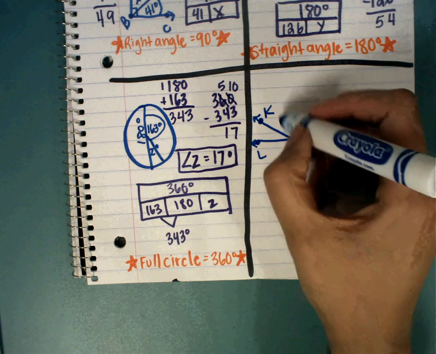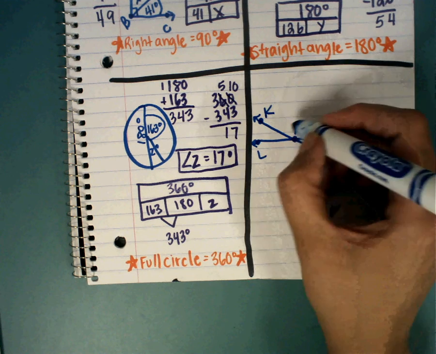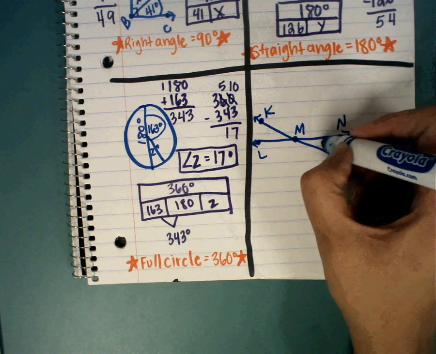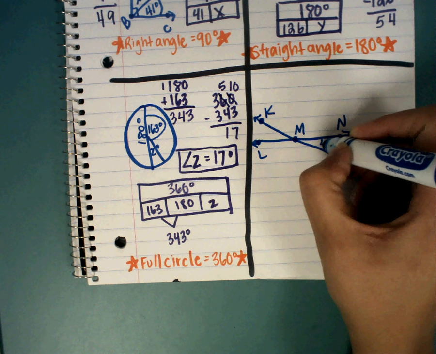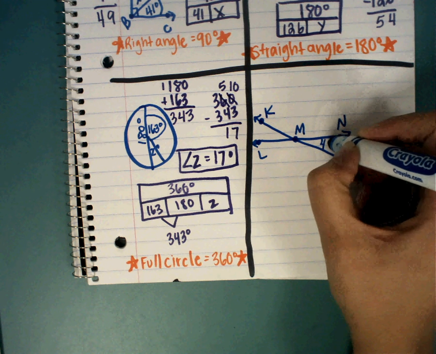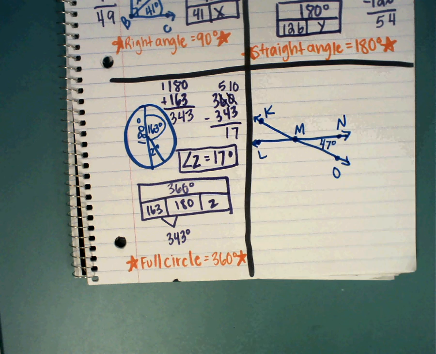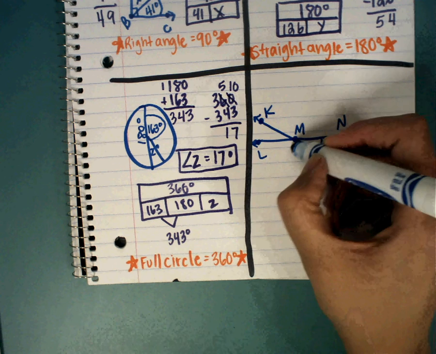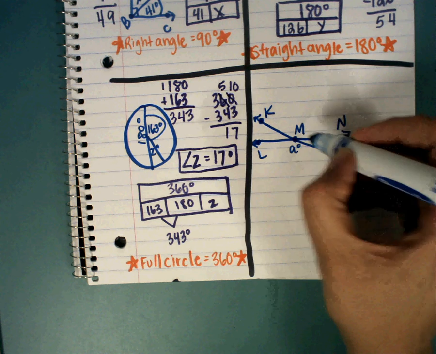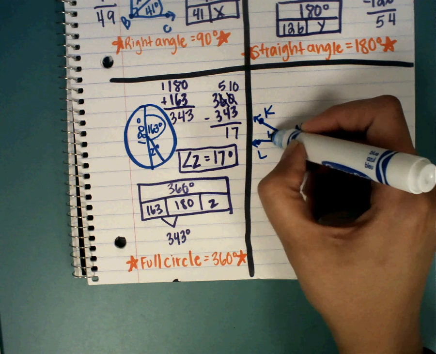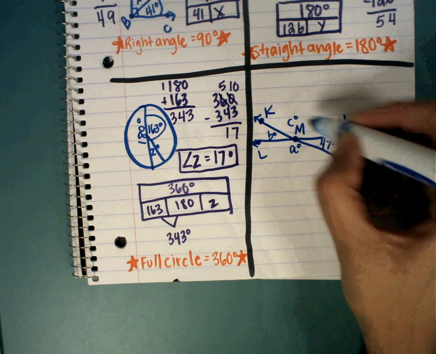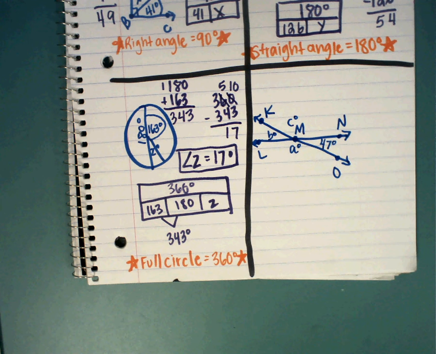And all they give us is that this over here is 47 degrees. That's all they give us. And they need to know what this angle over here is. Let's call it A, and this angle over here they call B, and this angle over here, C. They need to know what all those are.